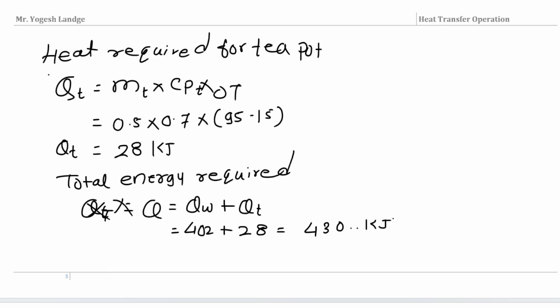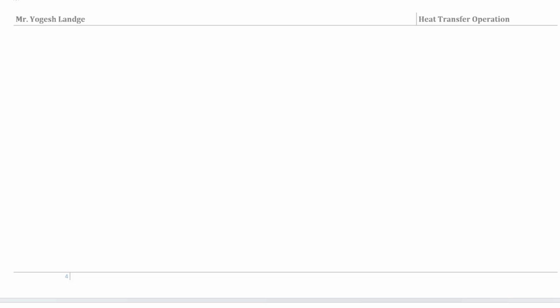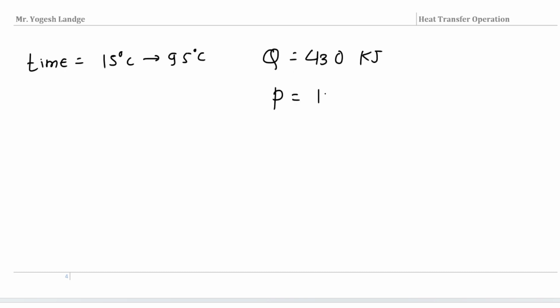Now the fourth step is what? We need to calculate the time. So what is the time required? We want to know the time required to reach a temperature from 15 degrees Celsius to 95 degrees Celsius with the given conditions, and the Q required is 430 kilojoule. So this much heat is required, and we have the power. How much is the power of the heater? The power of the heater is 1200 watt.